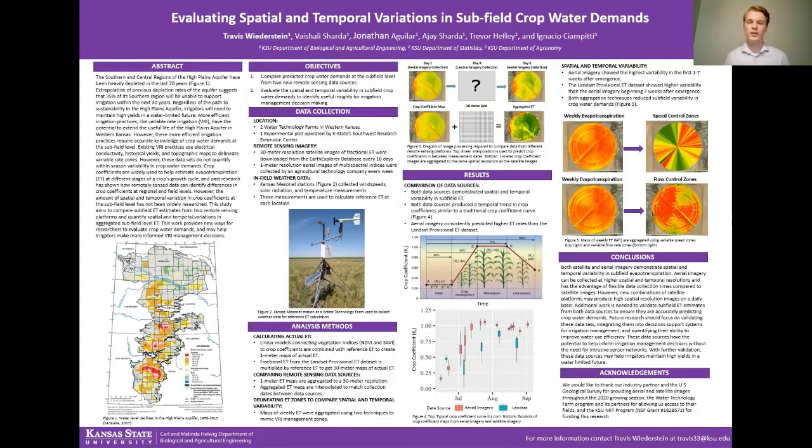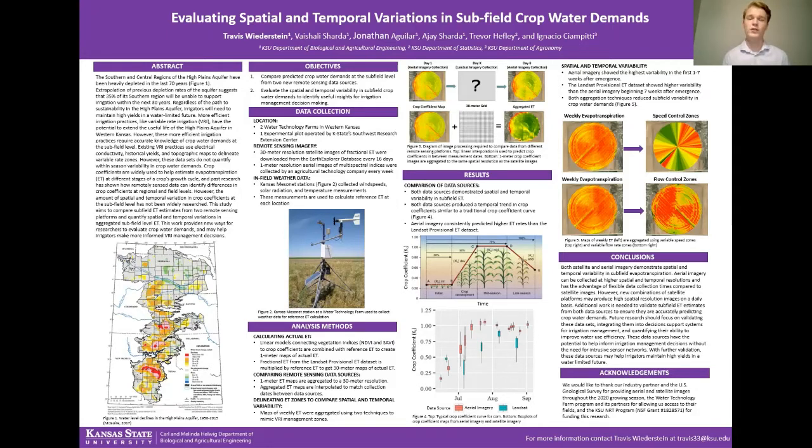Much of the southern and central regions of the High Plains Aquifer have been heavily depleted within the last 70 years. Figure 1 in the bottom left-hand corner of my poster shows that parts of the aquifer in western Kansas have experienced depletion rates of 100 feet or more during this time period. Now, for the aquifer to remain useful for irrigation in the near future, especially in western Kansas, irrigators will have to adopt more efficient irrigation practices.